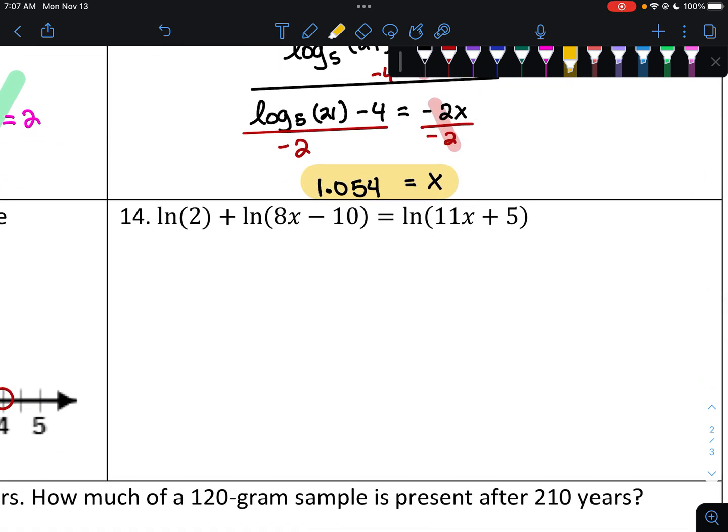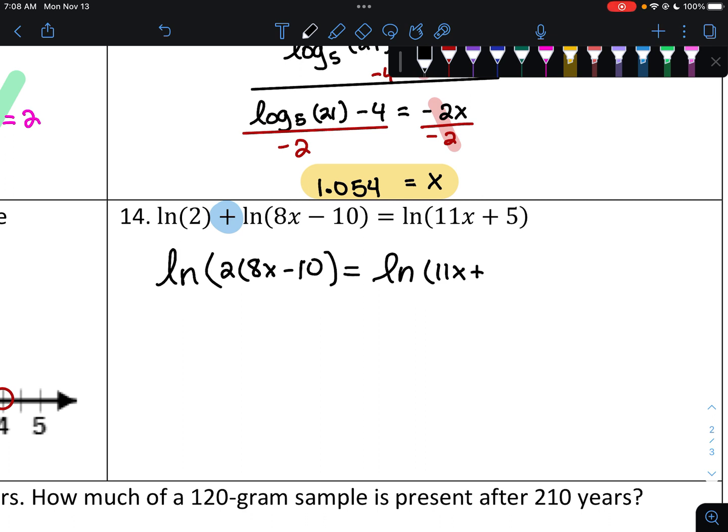Number 14, we have the natural log of 2 plus the natural log of 8x plus 10 equals the natural log of 11x plus 5. So we see that we have multiple logs. We do need to condense them on that left side. When I have two logs being added, I can condense them by multiplying. So it would be 2 times 8x minus 10. The right side gets to stay the same.